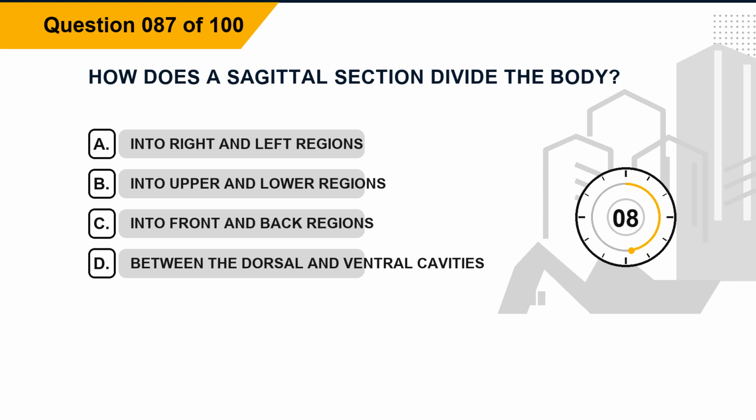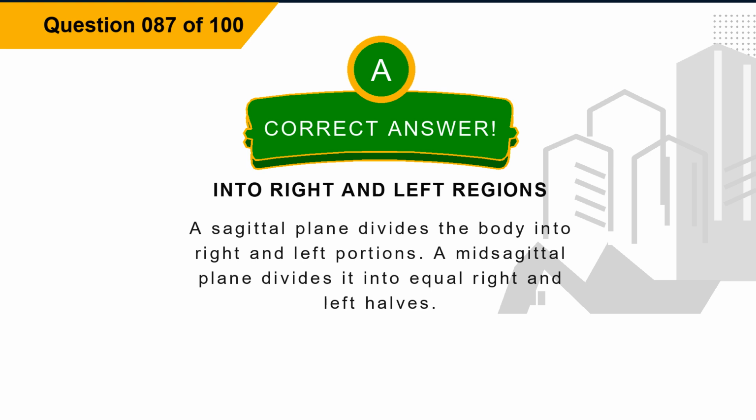Option B, into upper and lower regions. Option C, into front and back regions. Option D, between the dorsal and ventral cavities. The correct answer is option A, into right and left regions. Explanation. A sagittal plane divides the body into right and left portions. A mid-sagittal plane divides it into equal right and left halves.